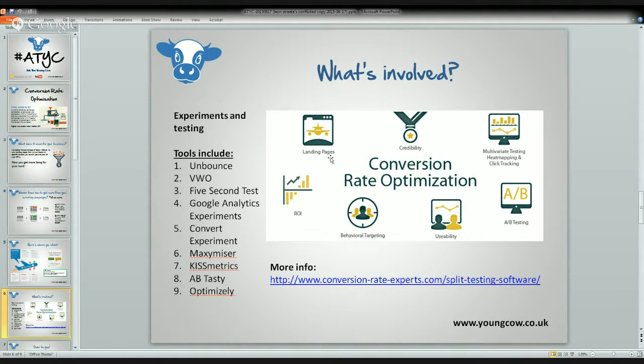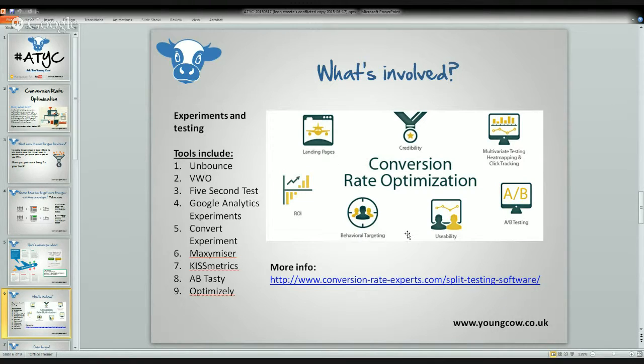Okay, so there are a number of tools that can enable you to do this type of testing. There are some that are more in depth than others, but the key thing here is you've got a choice. So here they are. You've got Unbounce, Visual Website Optimizer, 5-second test, Google Analytics Experiments, Convert Experiment, Maximizer, Kissmetrics, A/B Tasty, Optimizely, the list goes on.